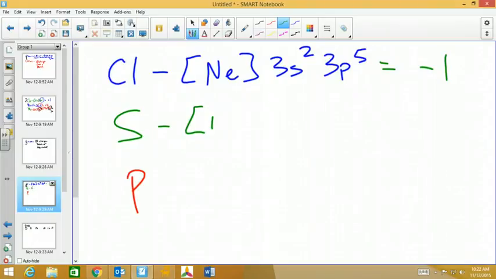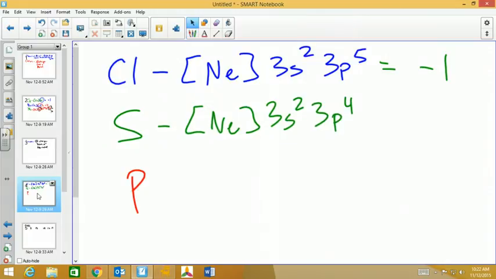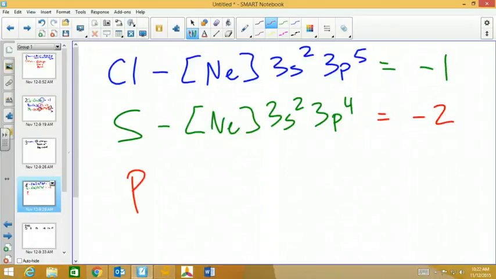The same thing. Neon 3s2 3p4. Good. So I ask you, quickly, how many electrons will this thing need to gain? 2, right? It's got 6, 2 and 4. So it needs 2 more to get to 8. Exactly, because you're adding electrons. Electrons have a negative charge. So when I add these negatives, it gives me a negative.